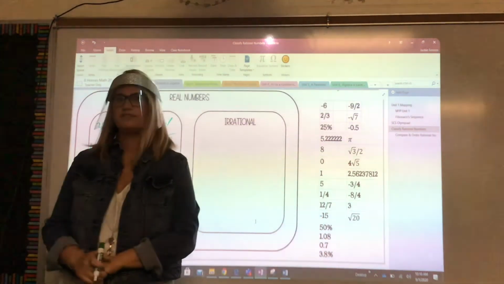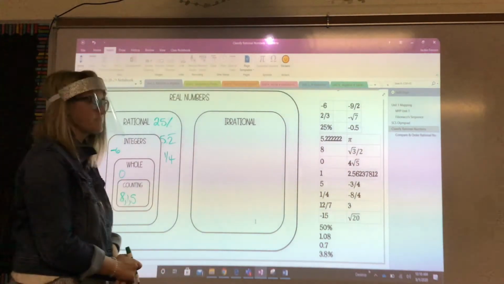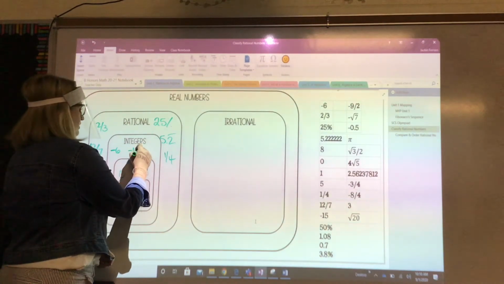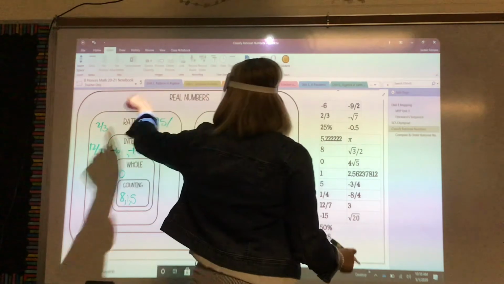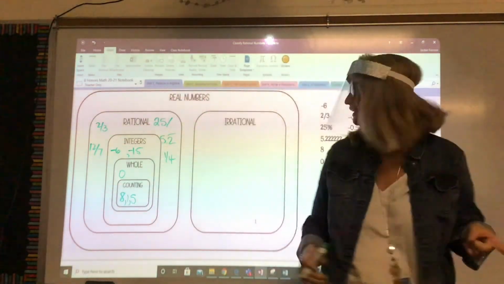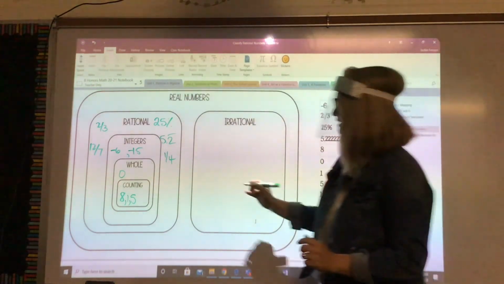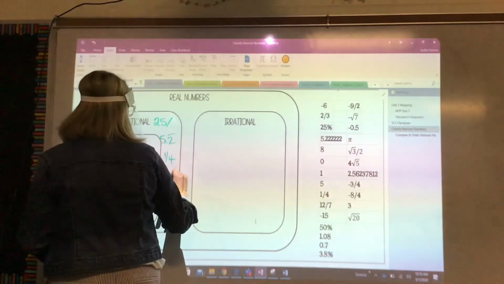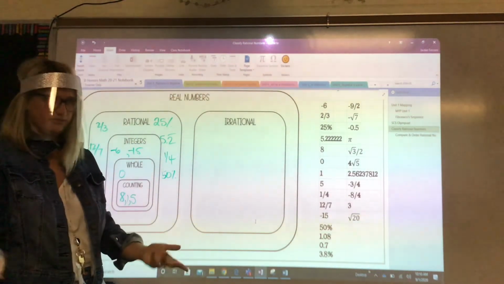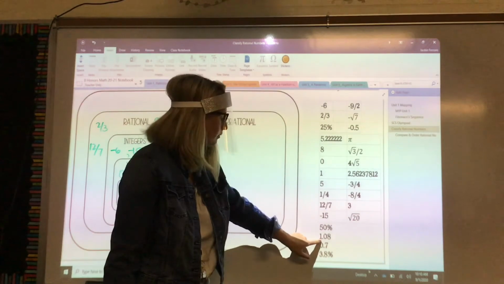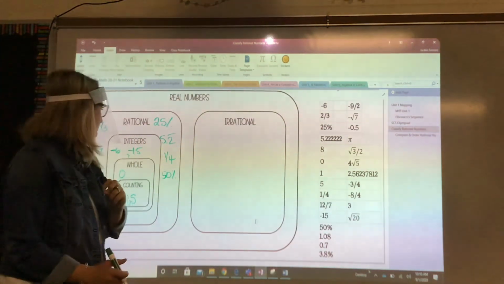What about -15? Logan? -15 is an integer. Is an integer, good job, which also makes it what? A rational and real number. Rational and then real, great job. Jada, we're on to 50%. It'd be a rational. Good job, rational number, because what is it as a decimal, Jada? A half. A half or 0.5, right? Good job. What about 1.08? Anthony? It's a rational number.